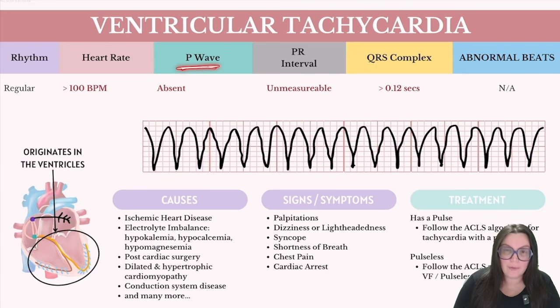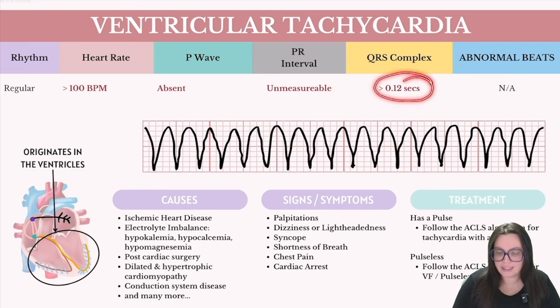There's going to be no P waves here, right? Because this is all happening within the ventricles. Atria are no longer working. That's the biggest key takeaway I want you to take away here, is that there's no P wave, no atrial activity. So of course, if you don't have P waves, you're not going to have any kind of PR intervals.